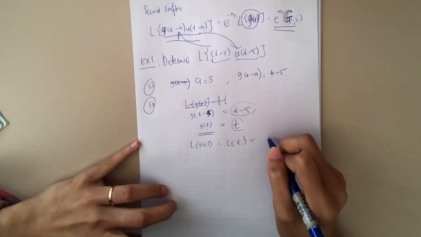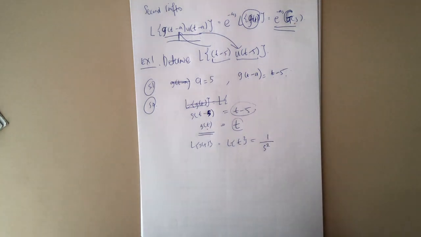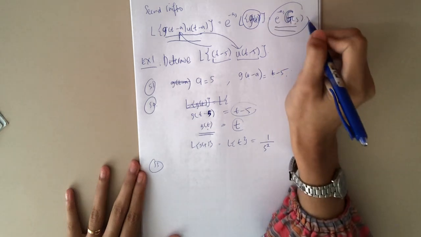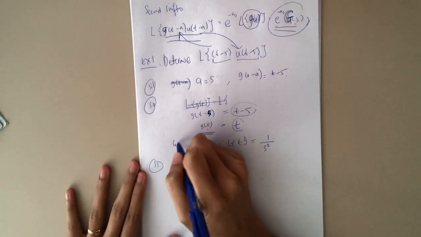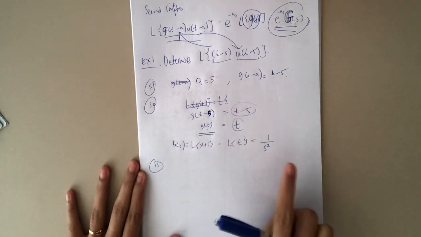So it will be 1 over s squared. Okay, and the last step here is the answer. This is G(s). G(s) is equal to the Laplace transform for g(t). So this is the answer.